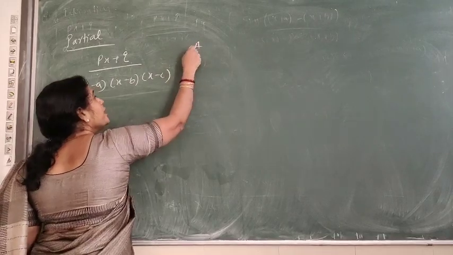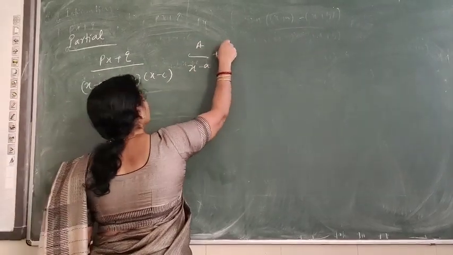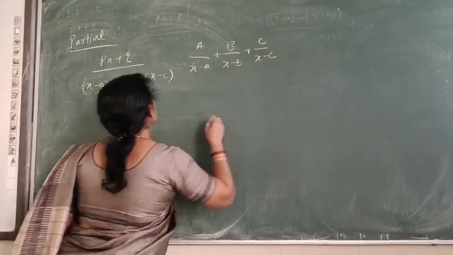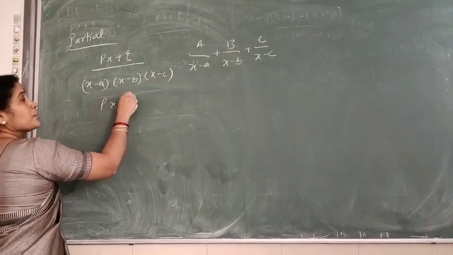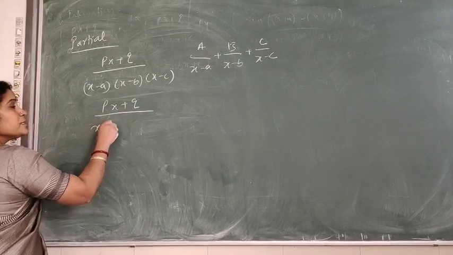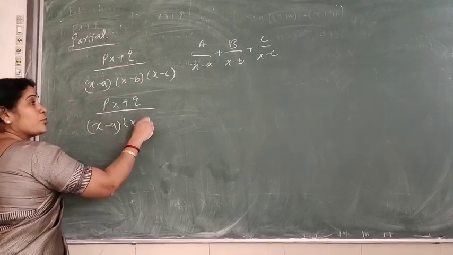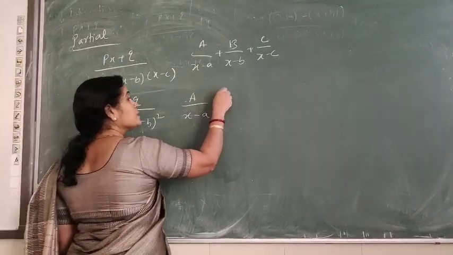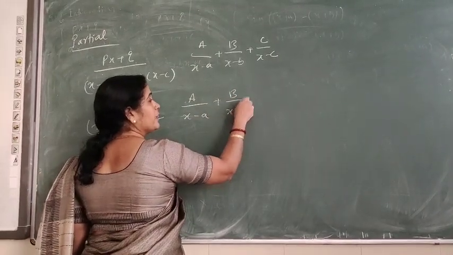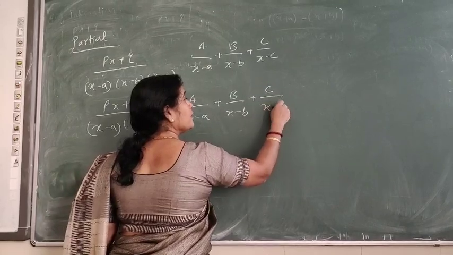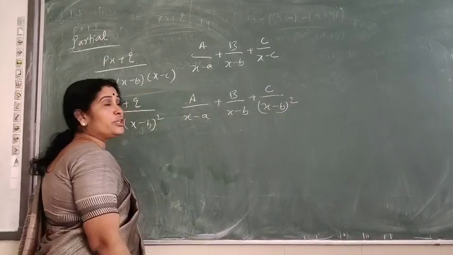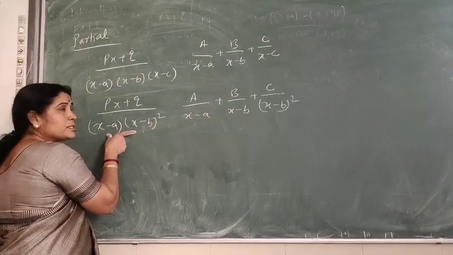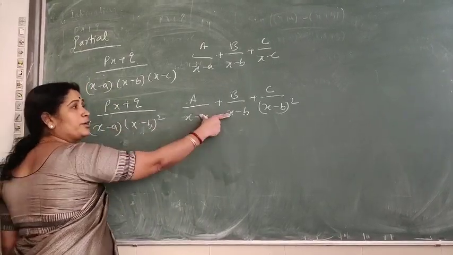We can partially fractionate A upon x minus a plus B upon x minus b plus C upon x minus c, like this. Suppose (px plus q) the whole upon (x minus c) into (x minus b) the whole square, then how to write the partial fractions? A upon x minus a plus B upon x minus b, then plus C upon (x minus b) the whole square. Like this, you can write it. You know how to take LCM, so whatever LCM is there, the same should be in the denominator.